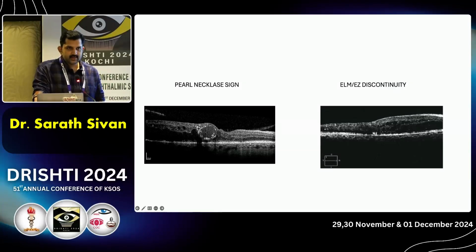Another two indicators of chronic disease are the pearl necklace sign and ELM and EZ discontinuity. In the pearl necklace sign, hyperreflective material is arranged in a continuous ring-like pattern around a cyst. This indicates a chronic exudative maculopathy. And the presence of an ellipsoid zone discontinuity or an ELM disruption also indicates a poor response to treatment.